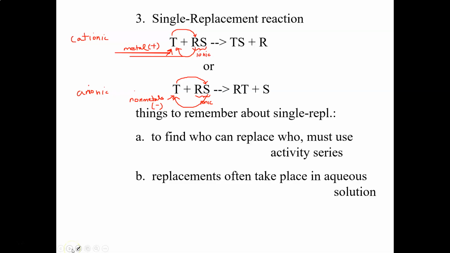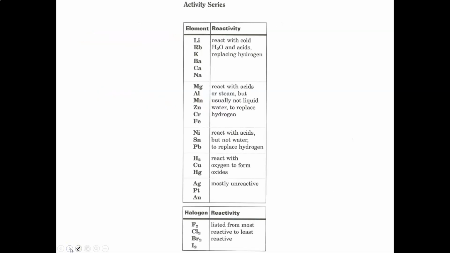All right, so this activity series that I'm talking about looks like this. This is actually posted on Google Classroom. You may even have a paper copy of it. The activity series is a listing of metals, and the metals are listed in order of their reactivity. That's what we call an activity series. What does reactivity really mean? Well, it means how often they really want to react and replace something else.